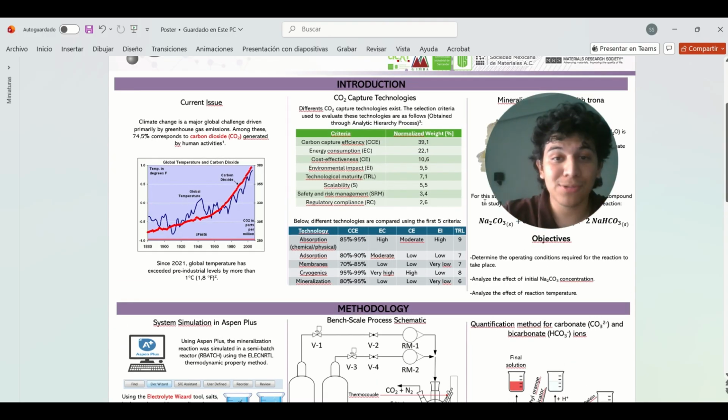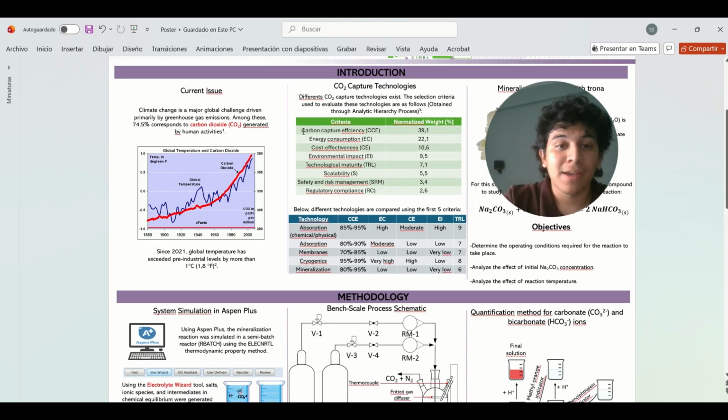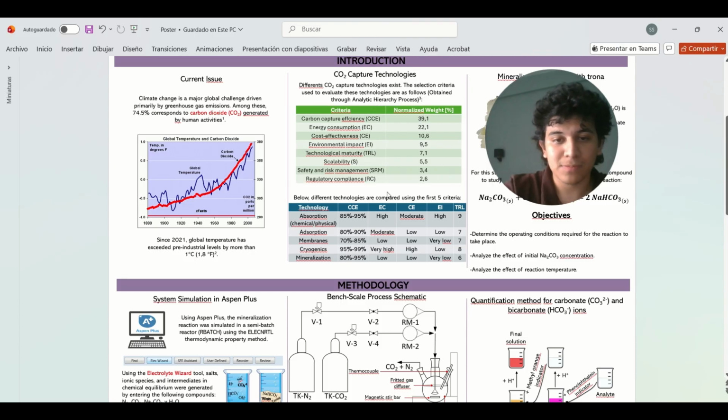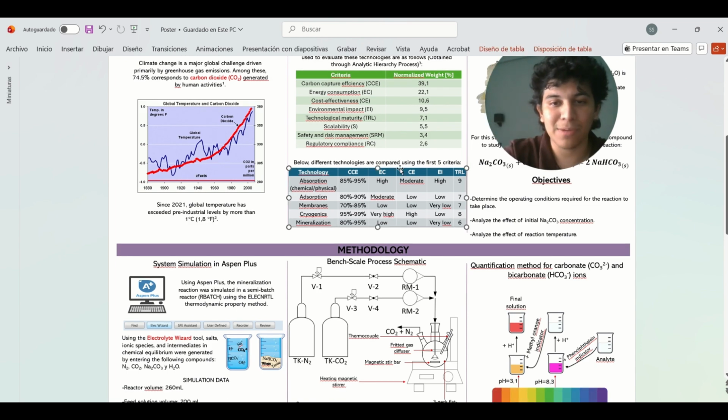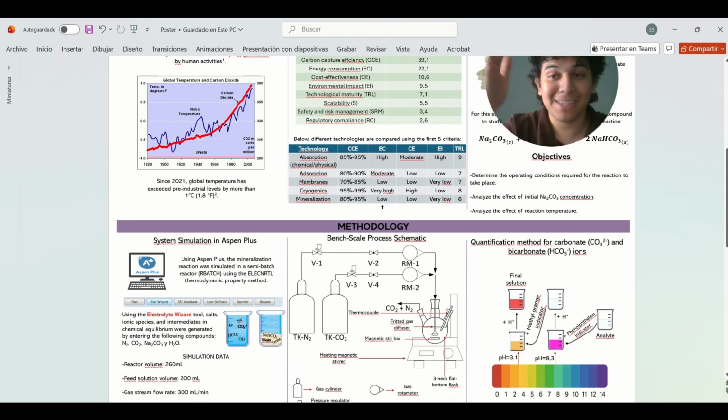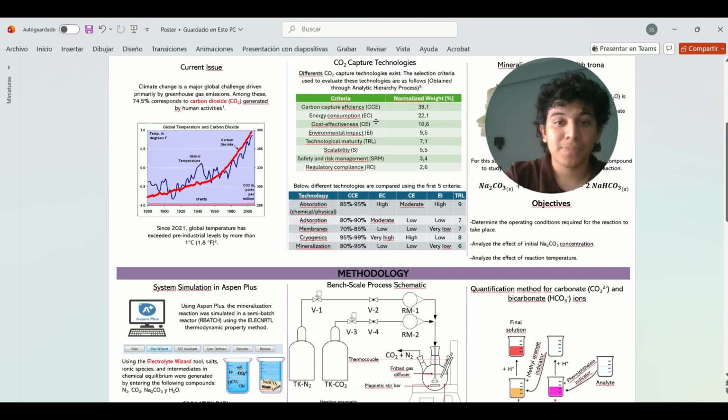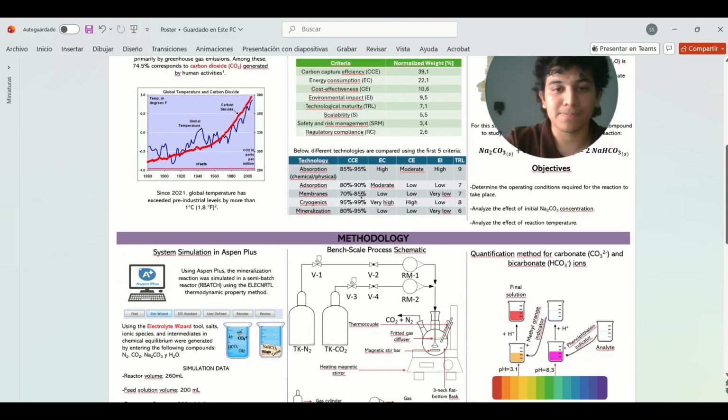Well, now I want to talk about carbon dioxide capture technologies. In this table, you can see different criteria and the normalized weight of these criteria. For example, carbon capture efficiency has a 39 normalized weight. I use the 5 most important criteria and created this table. This table compares different technologies using these criteria.